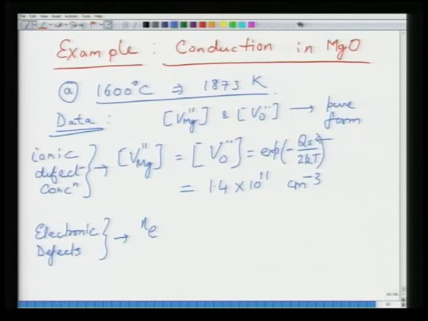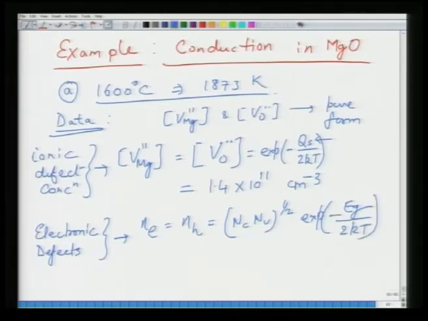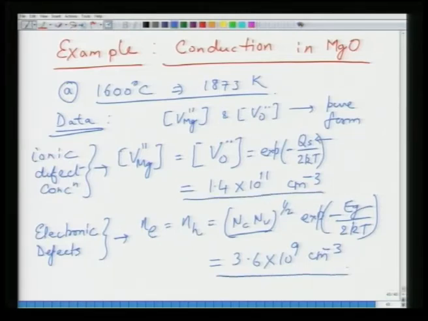This is Ne equal to Nh, and this is given as (Nc Nv) to the power half into exponential of minus Eg by 2kT. You remember that from the previous discussion when we discussed the defects, and Nc and Nv can be easily found out. If you refer to previous lectures and the band gap of magnesium oxide, this value at this temperature works out to be 3.6 into 10 to the power 9 per centimeter cube. So, I know the intrinsic defect concentration, and I know the intrinsic electron and hole concentration.